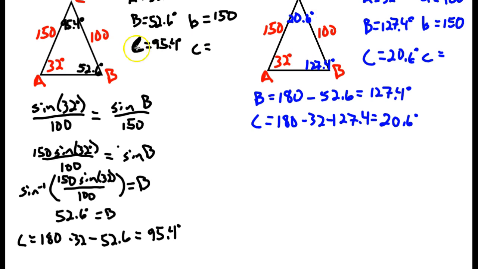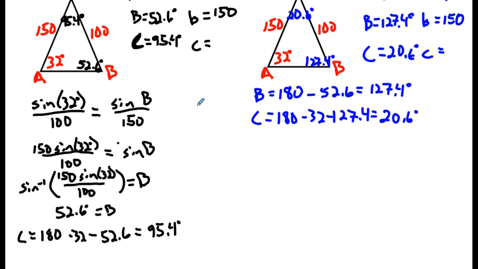So again, obviously my pictures aren't to scale here. Angle B should be obtuse. Angle A or angle C over here should actually be obtuse, but that's okay. We don't have to draw them to scale. Now the final piece we need in each of these is side C. So I'm going to have to use law of sines again for both of these.